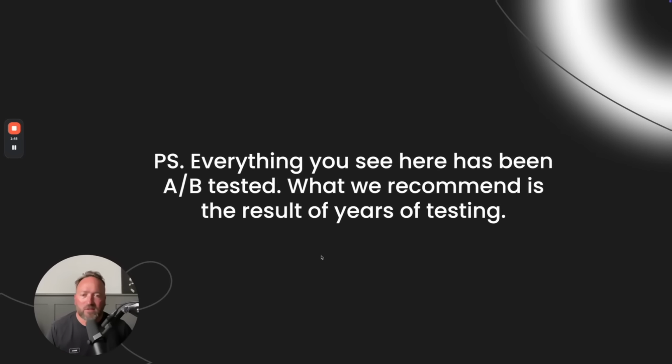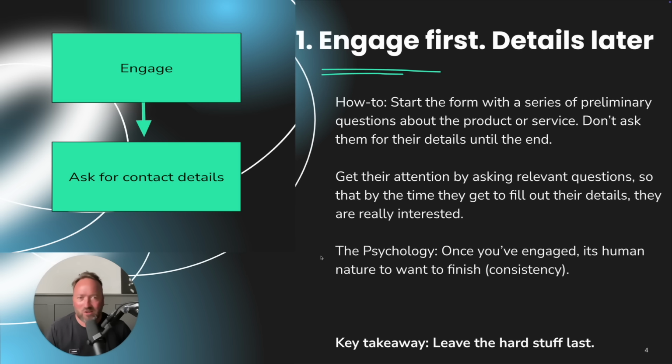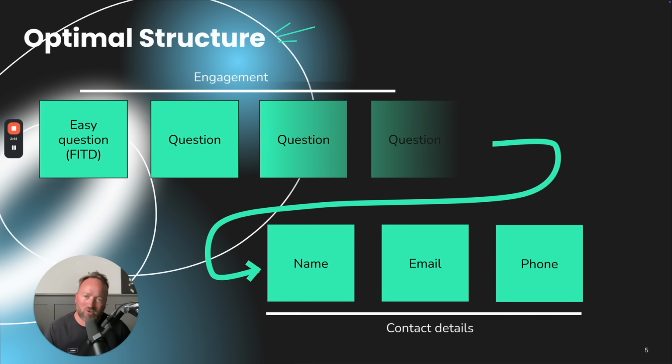Let's jump in. Just before we start, everything you see here has been A/B tested, so that's kind of what we do. Jumping into the first thing: when you're building a form, the general rule of thumb is always engage first and then ask for details later. So don't go in asking for the email, phone number, name, all that. Leave that till the end. Here's the kind of optimal structure.